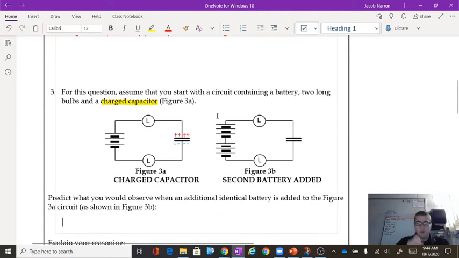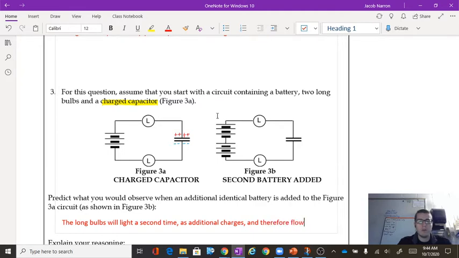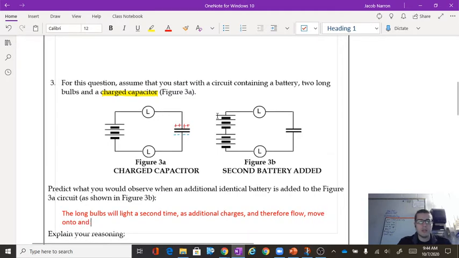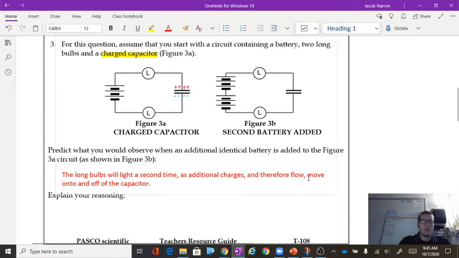Okay, predict what will happen. The long bulbs will light a second time as additional charges flow, and therefore move onto and off of the capacitor. And what I mean by that is, if you have that additional battery, it's going to push charges onto the top plate, and extra charges are going to get repelled off the bottom plate, and it's more pressure, okay, more pressure on that top plate. So there's my prediction. Light bulbs are going to light up a second time, and then how about this?